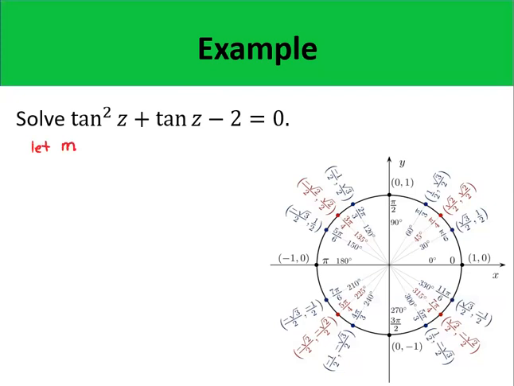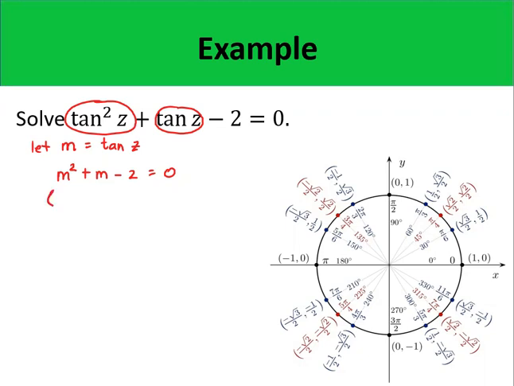Let's use variable m to represent tangent of z. So in this case, tangent square of z can be written as m squared, and then tangent of z can be written as m. So we write here plus m, and then we write minus 2 is equal to 0. So this equation is quadratic in the variable m. So in solving for quadratic equation, we can make use of factoring if the quadratic expression is factorable, or we can use quadratic formula if the quadratic equation is not factorable.